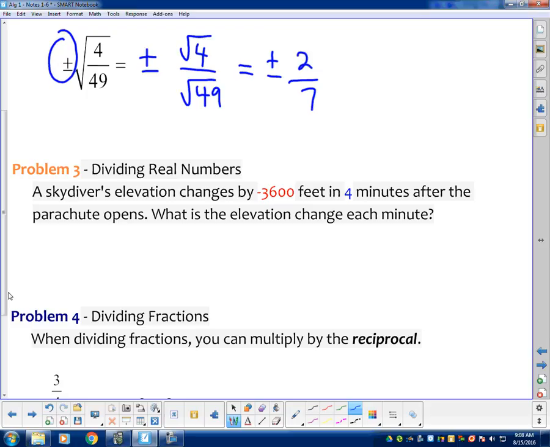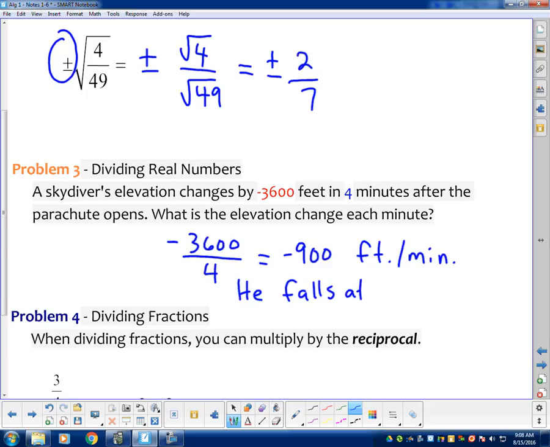So we would do a division problem. -3,600 divided by 4. We have a negative divided by a positive, giving me a -900, and that is feet per minute. The way I would interpret that is he is falling at 900 feet per minute. Or he falls at 900 feet per minute. So there'll be a couple problems in there like that where you have to apply dividing or perhaps multiplying real numbers to a word problem.